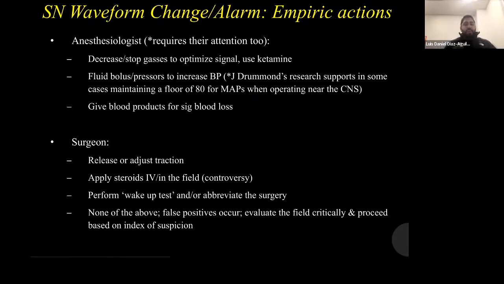With the surgeon at this point, if there's no clear change, there's a discussion on the release or adjustment of traction, the controversial application of steroids within the field, a Stagnara wake-up test, abbreviating the surgery, or discussing why this may be a false positive and critically evaluating the field and proceeding based off the index of suspicion.